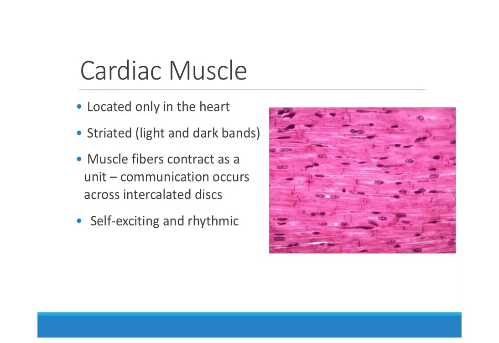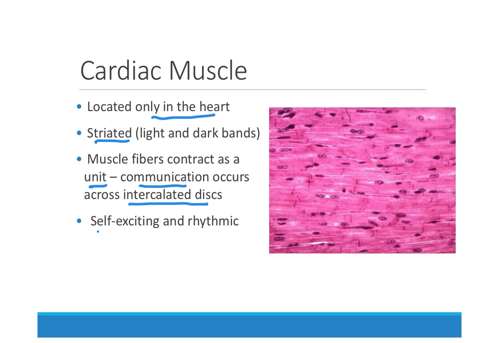Cardiac muscle, as I mentioned, is located only in the heart, and it is striated in appearance. It has light and dark bands, so under a good microscope, you can see stripes actually in the muscle. The muscle fibers, again, contract as a unit, and communication occurs across a structure called intercalated discs, and that allows communication to flow more quickly between muscle cells so that all of the heart functions the way it needs to.